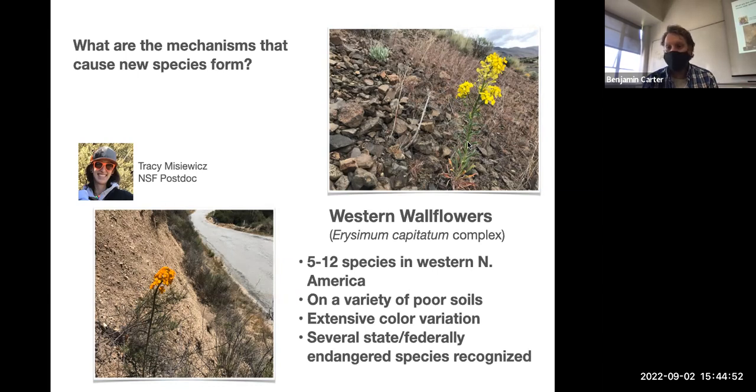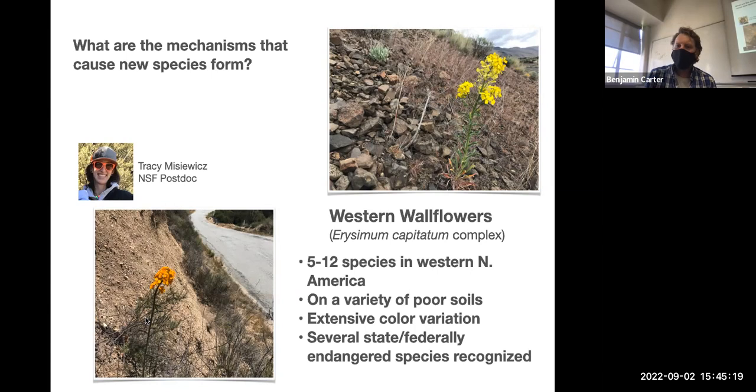It seems like some of these poor soils may or may not be correlated to different flower colors. You can see the range of variation here, and this doesn't even capture the whole range of variation in flower color. They go all the way from this kind of lemon yellow to an orange, all the way through fire engine red on one end, and then back through lemon yellow all the way to white on the other end, which is a crazy amount of color variation for one quote unquote species of flower.